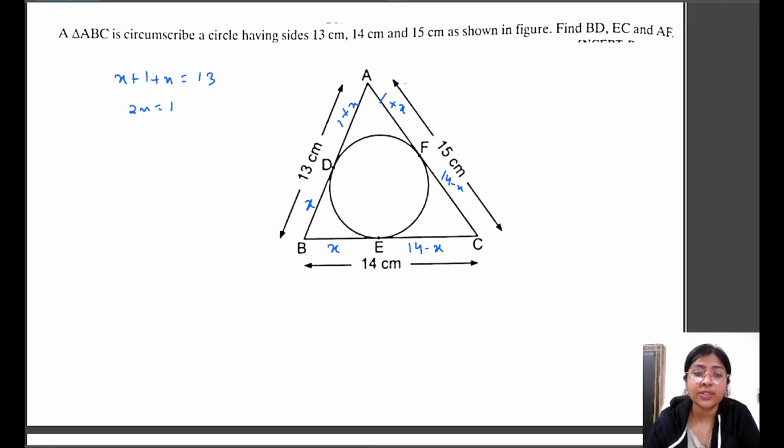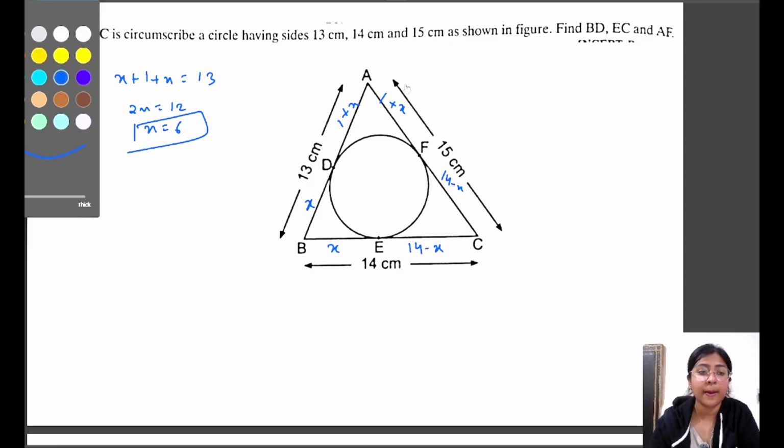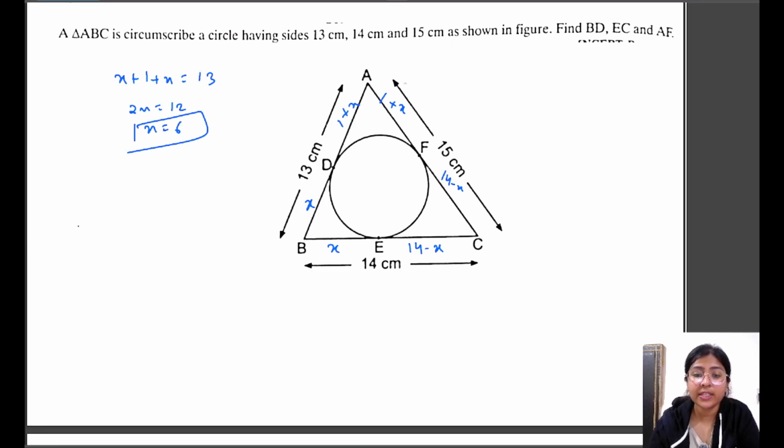x plus 1 plus x is equal to 13. So 2x is equal to 12. The value of x is 6. Okay. This implies the length BD is equal to 6. Okay, we need to find out EC. The length EC will be 8. Yes or no? 14 minus 6 will be 8.